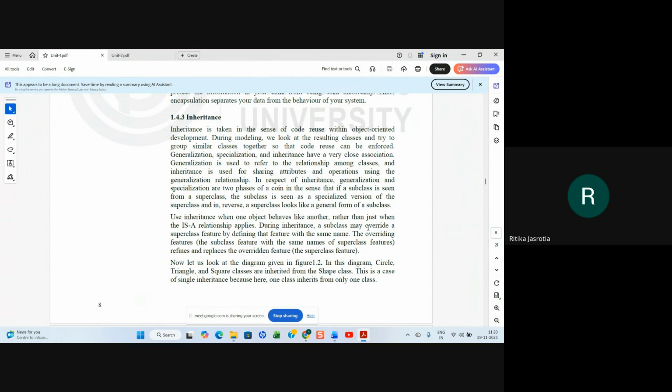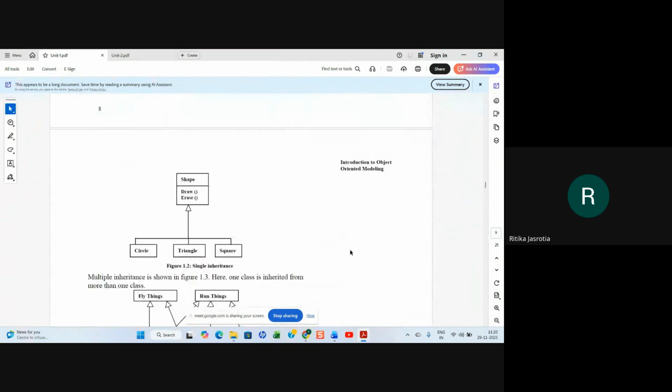During inheritance, a subclass may override a superclass feature by defining that feature with the same name. The overriding feature, the subclass feature with the same name as the superclass feature, refines and replaces the overridden feature, the superclass feature. So you can give an example like this.